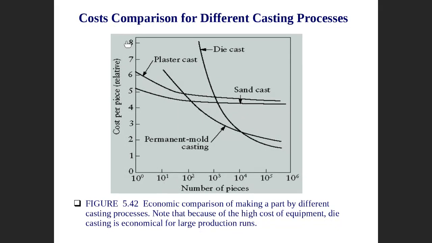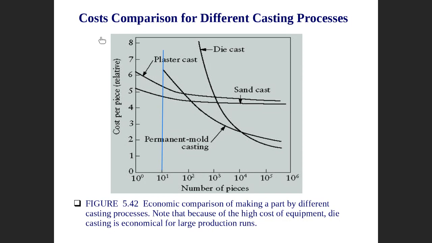You can see that if you are producing a small amount, for example 10 pieces, then based on the cost, you can see that sand casting and plaster casting, both of which are expendable, are both viable. It's good to use. Permanent mold is totally not viable. I mean, the cost is high here.